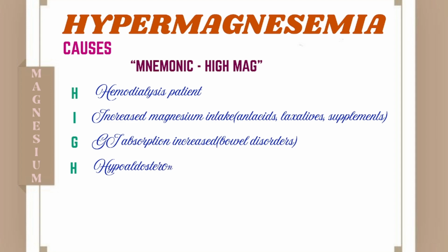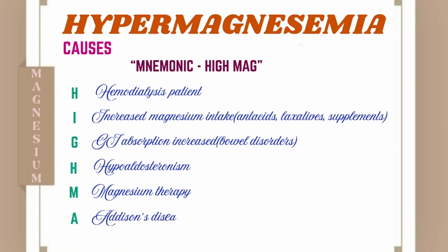H. It stands for hypoaldosteronism. We know that aldosterone causes kidneys to excrete magnesium. So if there is a condition of low aldosterone levels, that can lead to retention of magnesium in the body. M stands for magnesium therapy. If the person is receiving excessive IV or oral magnesium administration, that can cause magnesium toxicity, that is hypermagnesemia.